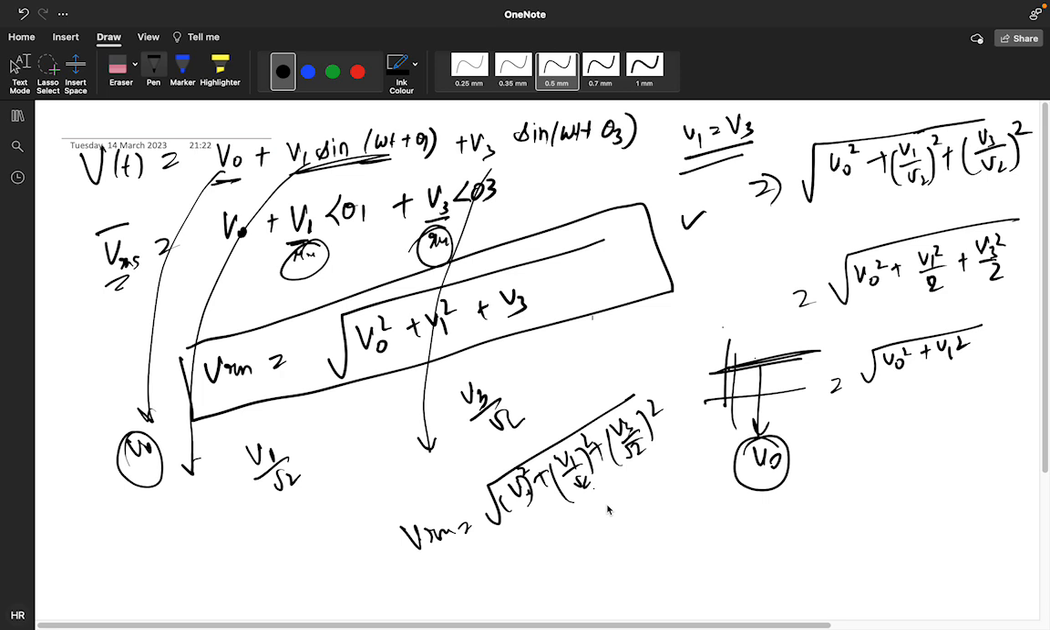Prasanna, is it clear? If you are getting combinations of trigonometric functions, then you have to find it like this.